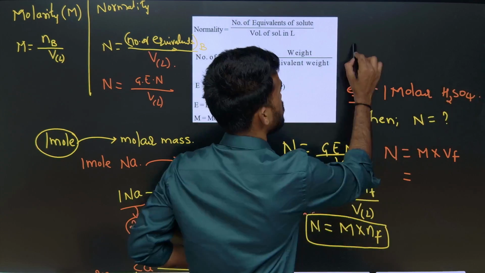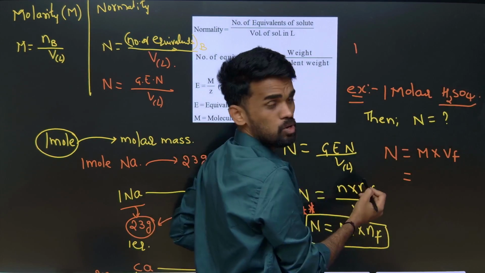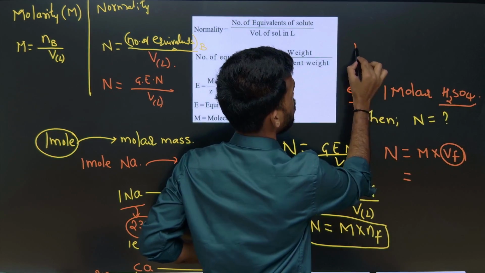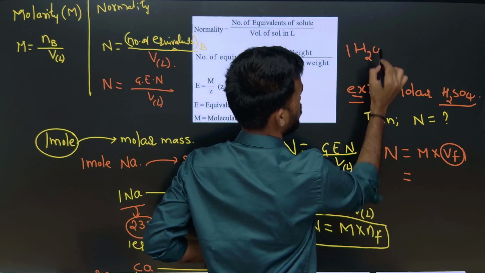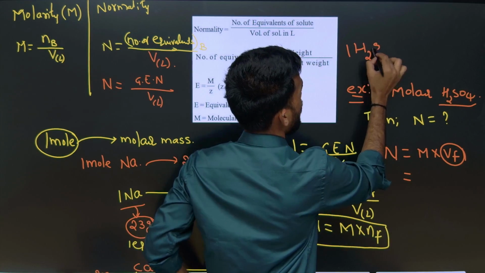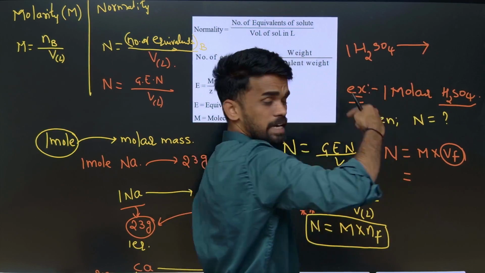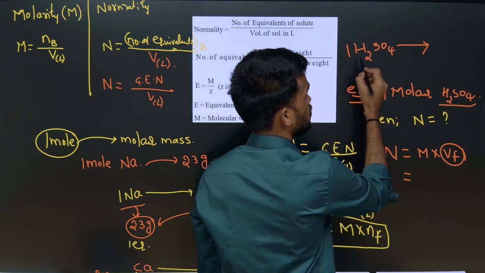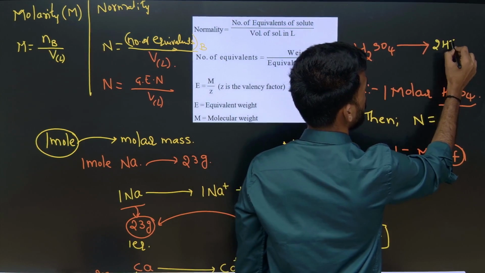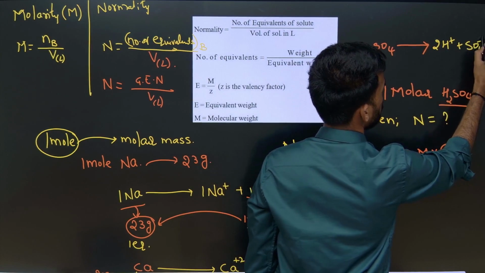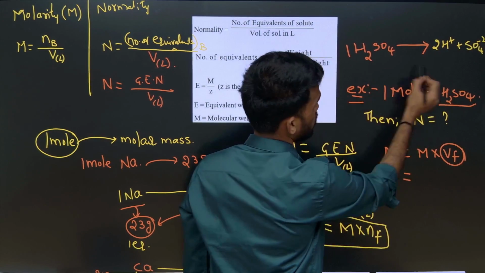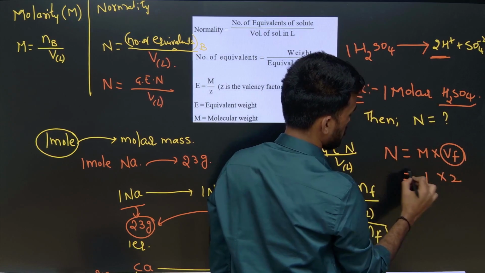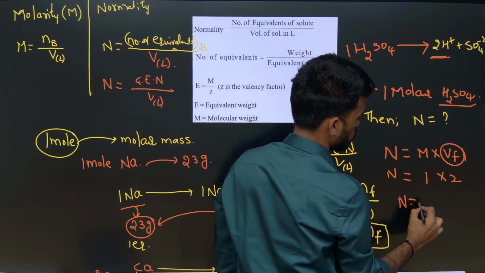So if I say one, how do we find this normality? So the N factor here, the valency factor, how do we do that? If I take 1 mole of this sulfuric acid, how many moles of H plus ions are released? That is its valency factor. So it is releasing 2 moles of H plus ions. Therefore, what is its valency factor? It will be 2. So molarity is given as 1, therefore normality will be 2.